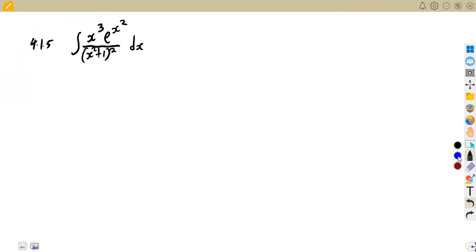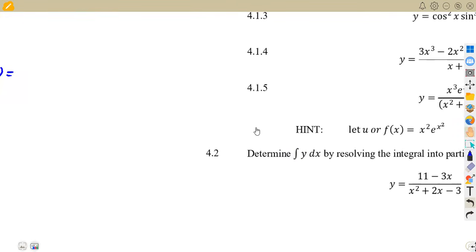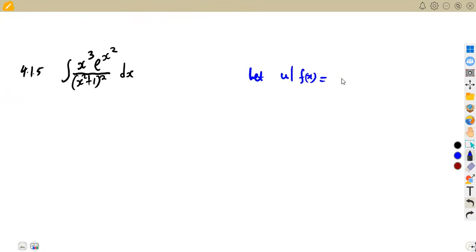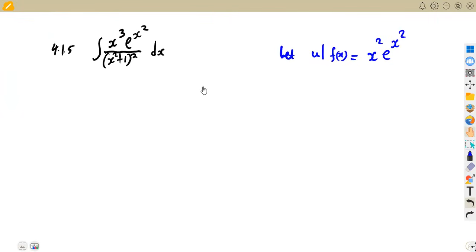Then we are given a hint that let u, or you can have it as f of x, be equal to, all right, let me check again. That was x squared e to the exponent of x squared. So that is x squared e to the exponent of x squared, like this. All right. So this type of question is supposed to be integrated actually by parts.